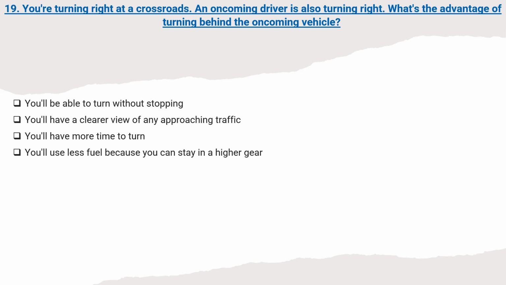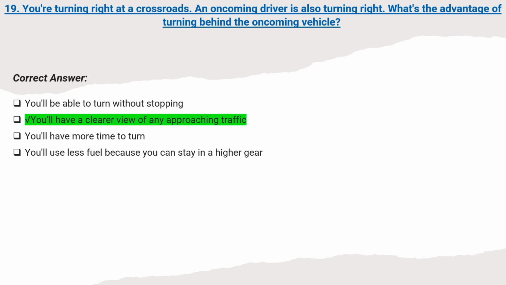19. You're turning right at a crossroads. An oncoming driver is also turning right. What's the advantage of turning behind the oncoming vehicle? You'll be able to turn without stopping. You'll have a clearer view of any approaching traffic. You'll have more time to turn. You'll use less fuel because you can stay in a higher gear. Correct answer: you'll have a clearer view of any approaching traffic.